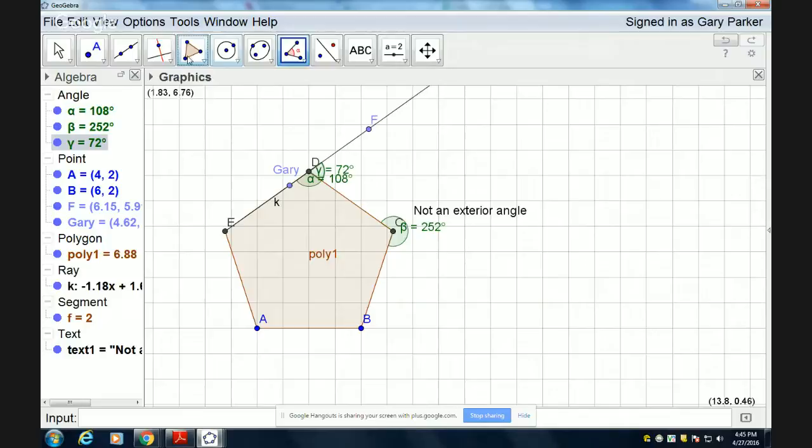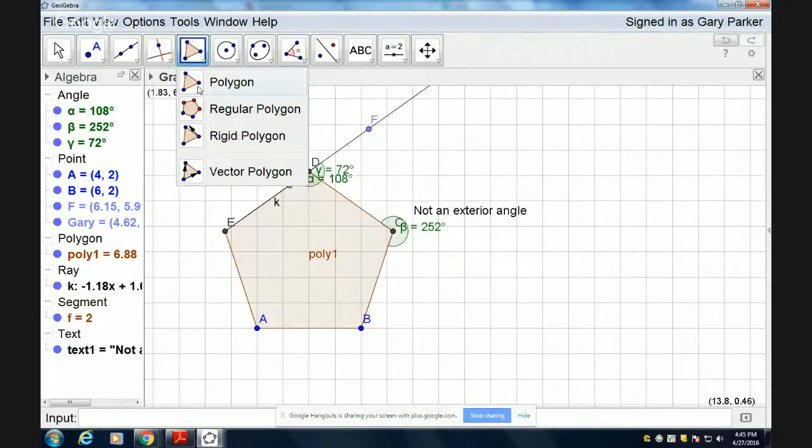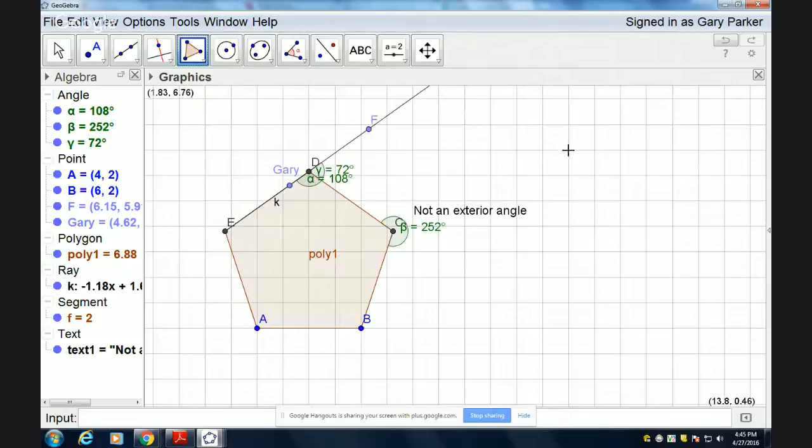Let's try a different figure. So I am going to make myself a, let's make a rectangle.